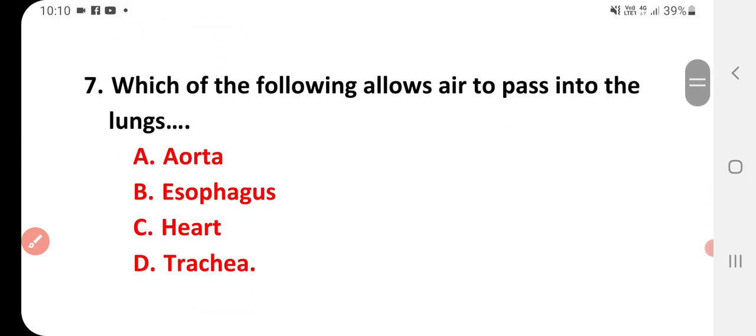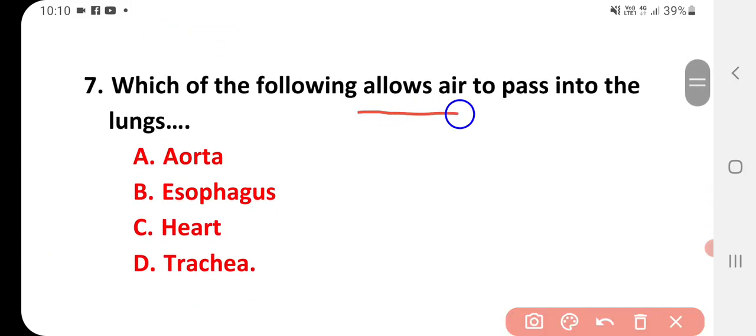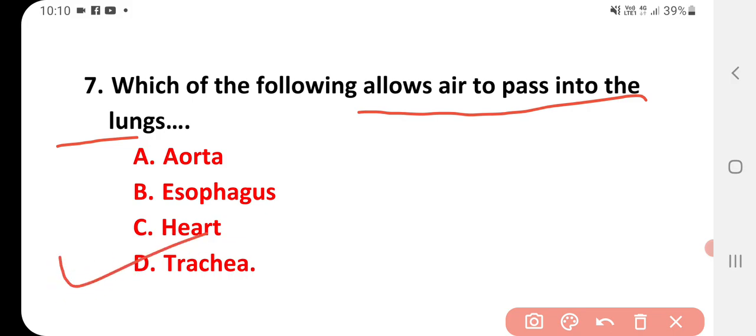Seventh, which of the following allows air to pass into the lungs? This is a very easy question. Which of the following allows air to pass into the lungs? Aorta, esophagus, heart, trachea. So option D, the trachea allows air to pass into the lungs. Option D.